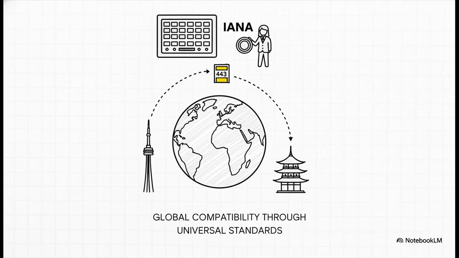And this isn't just some casual agreement between tech companies. This whole system is officially managed by a global organization called the Internet Assigned Numbers Authority, or IANA. They're the ones who make sure that port 443 means secure web traffic in Tokyo, Toronto, and anywhere else in the world. They create the universal standard that makes the global internet actually work.